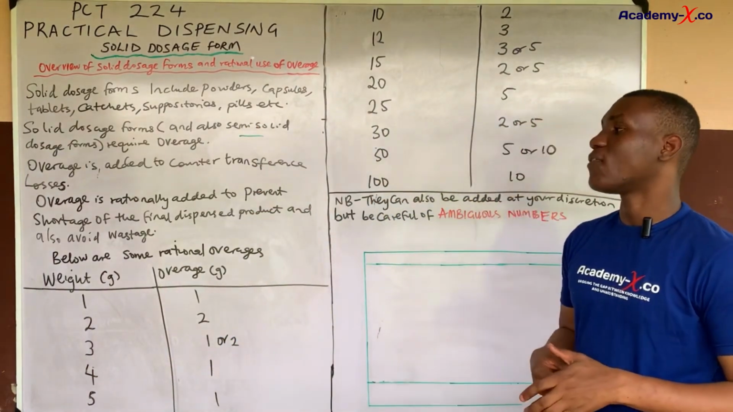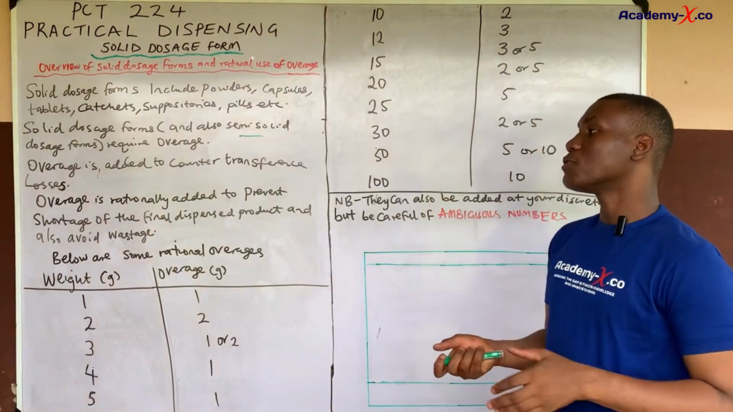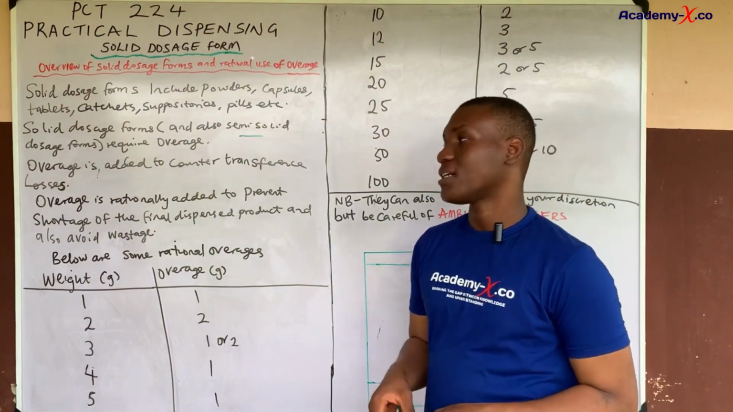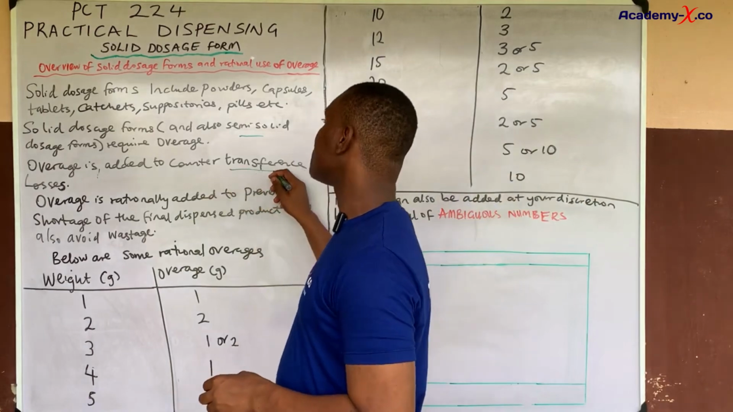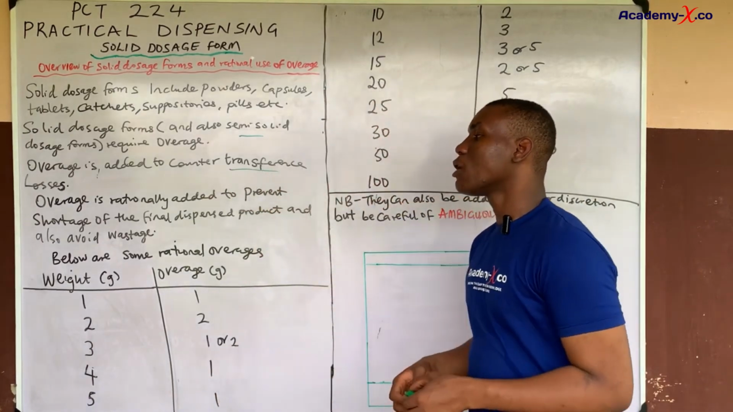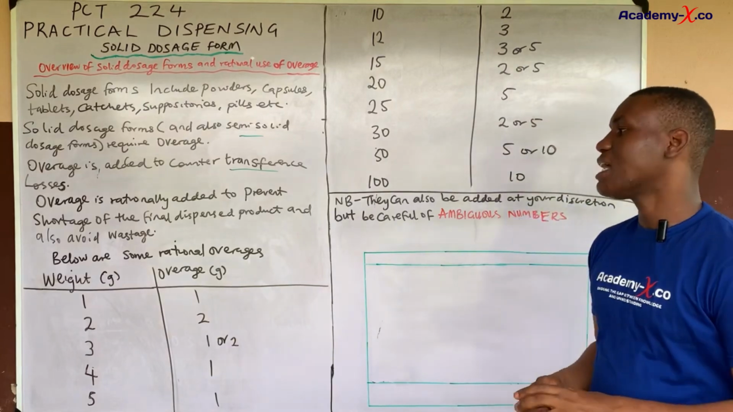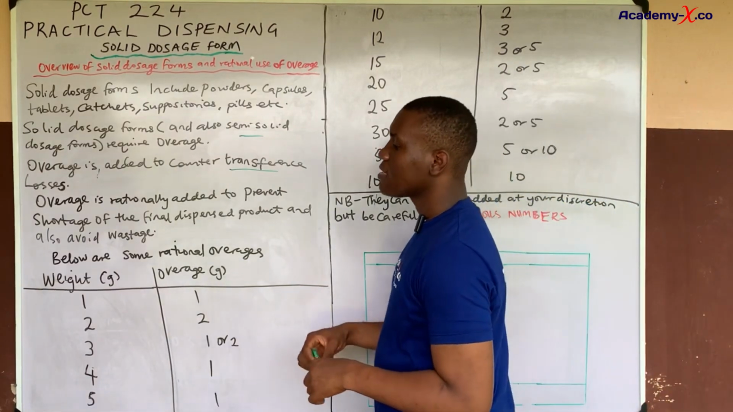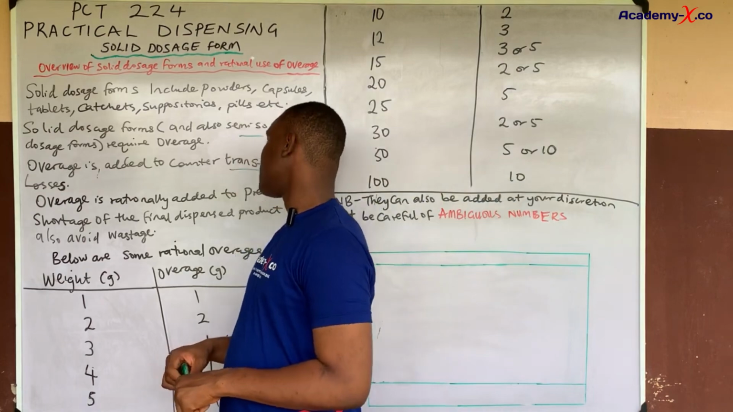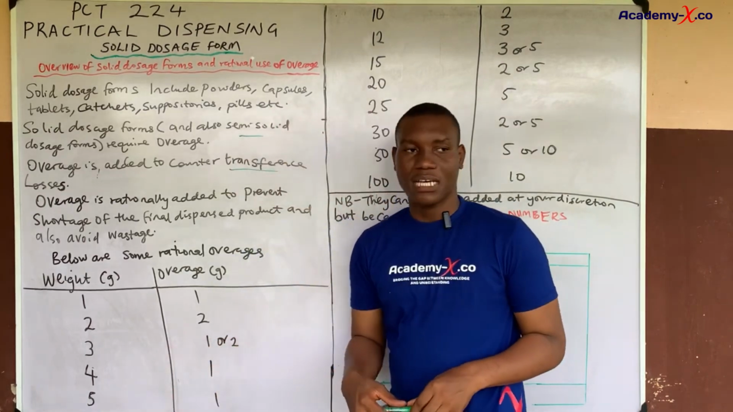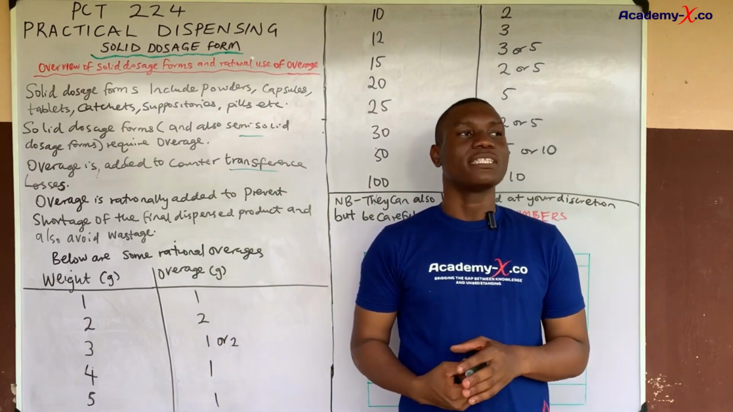So what is the reason for adding this overage? Overage is added to counter transference losses. Now, overage is rationally added. You rationally add overage to prevent shortage of the final dispensed product and also to avoid wastage.